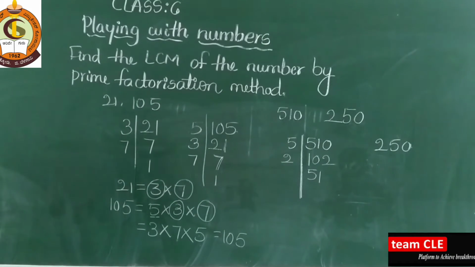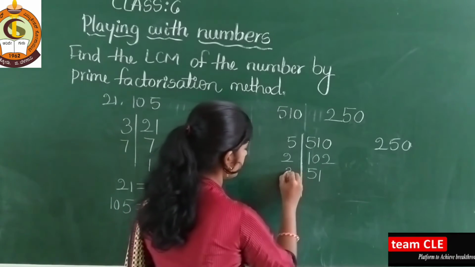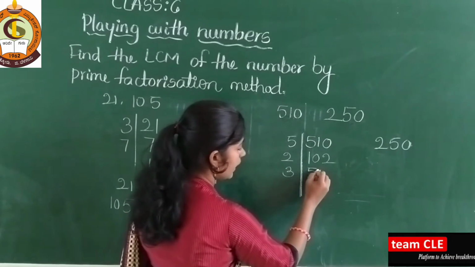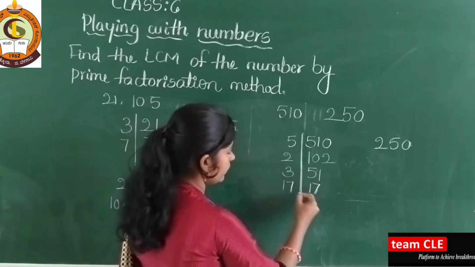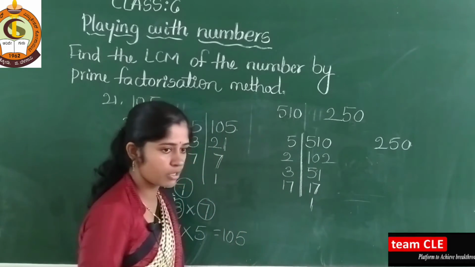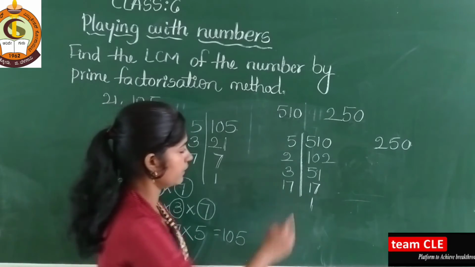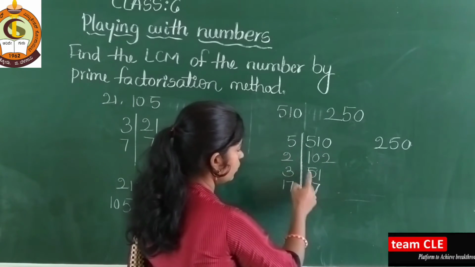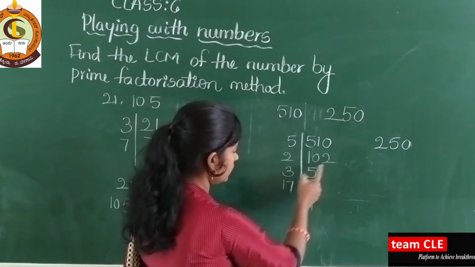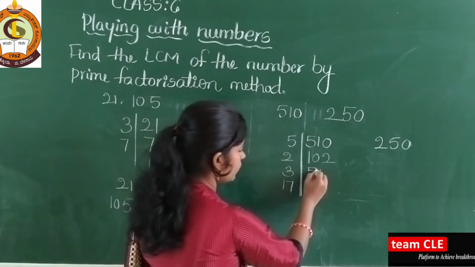Next, this number is divisible by 3. So here 3 ones are 3 and 2 remained, means 3 sevens are 21. Again you take 17 ones are 17, because 17 is a prime number. So 5 ones are 5, here 0, next 5 twos are 10, 2 fives are 10, 2 ones are 2, 3 ones are 3, here 2 remained.